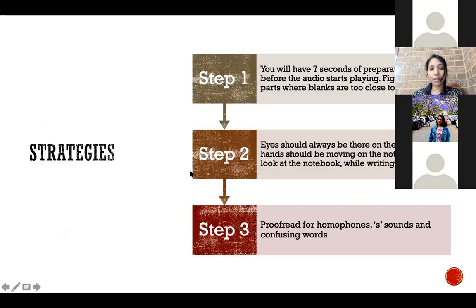So what is the strategy for this? Please pay complete attention to what I'm trying to tell you. How to attempt this question type? Your eyes are on the screen, okay? Your hands are on the paper. As the speaker is telling the missing word, without taking your eyes off the screen, you write down your missing words one below the other. So that you know the first word is for the first blank, the second word is for the second blank. Suppose you miss a word, you put an X and write the next word below it. Okay? So like this.